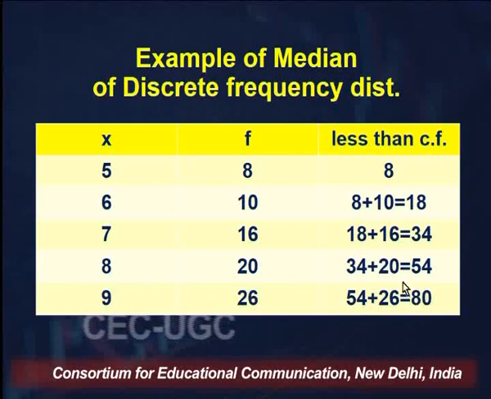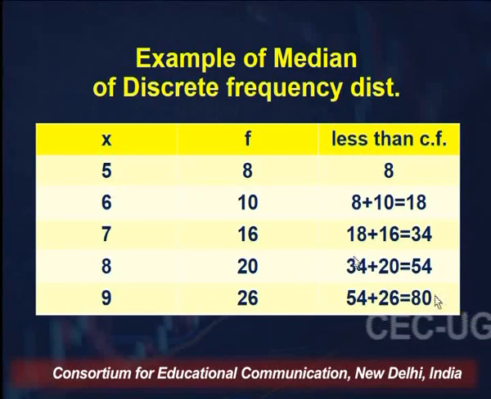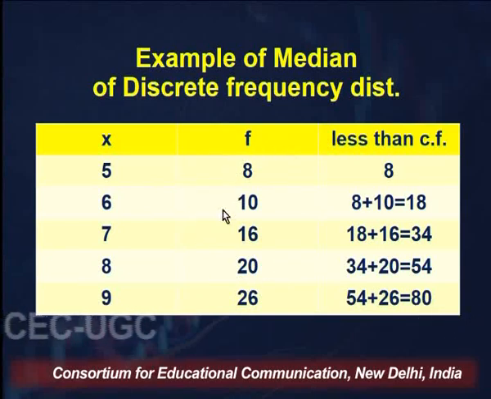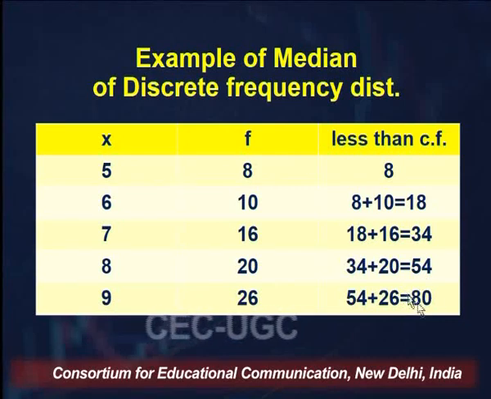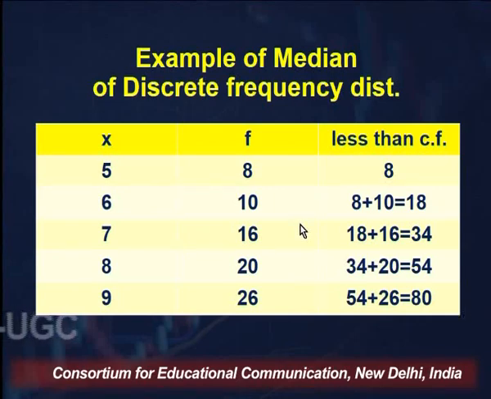So the last term in the cumulative frequency always matches the sum of the frequencies. Had you found the sum of these frequencies, it would be 80. And if you don't get this sum the same as the sum of the frequencies, then you have made some calculation error. Please check your calculations.